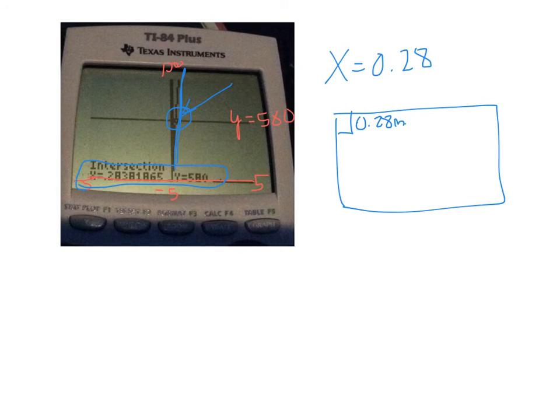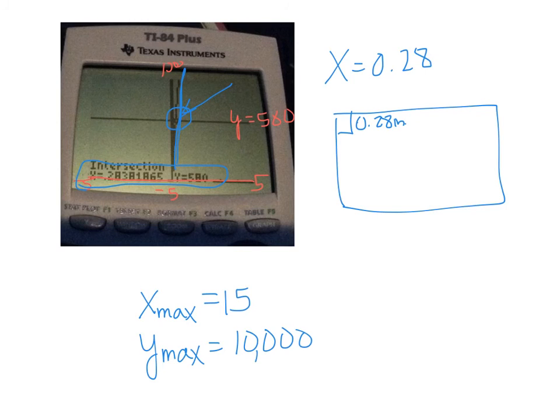Now the second part of the question says find the maximum. So we already have the equation in our calculator, and now we need to zoom out and see what the maximum is. So clearly, looking at the graph on this picture, it looks like it's going to go up quite a bit. So I'm going to go back and change my x max again to 15 because we could see the other side of the graph then. And I'm going to change my y max. We're at 1,000 now. I'm going to make it 10,000 because it looks like it's going up pretty steeply. Let's take a look at that.